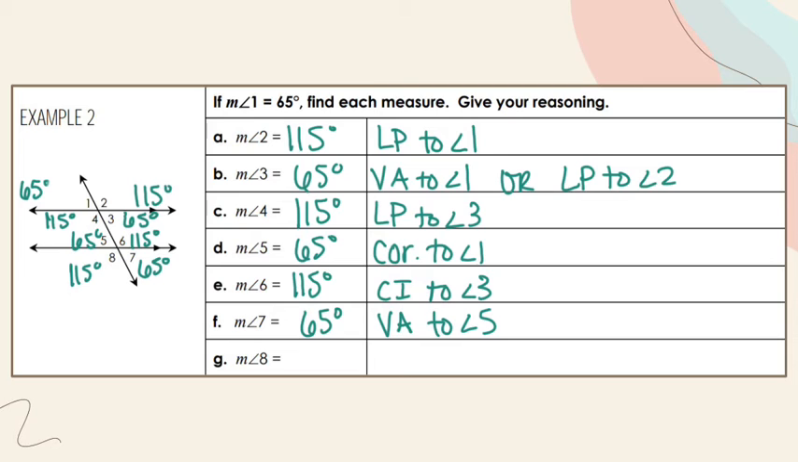Finally, angle 8 is going to be 115 degrees, and let's say it's because it's a vertical angle to angle 6. Once again, that is one of many correct answers.